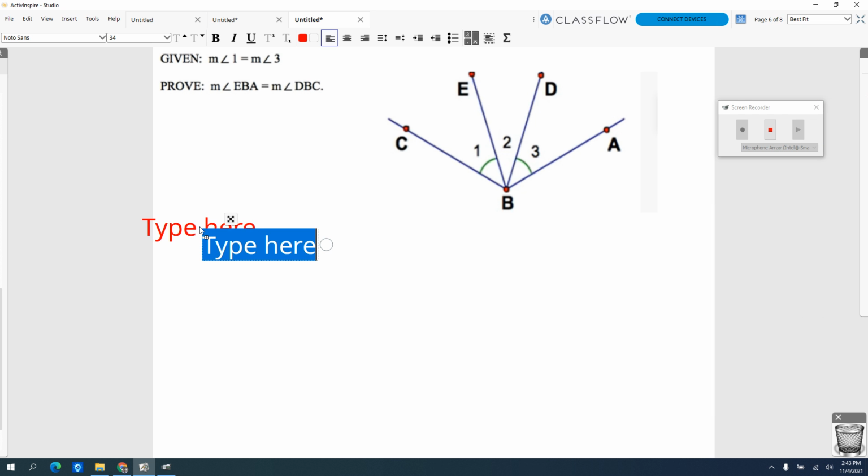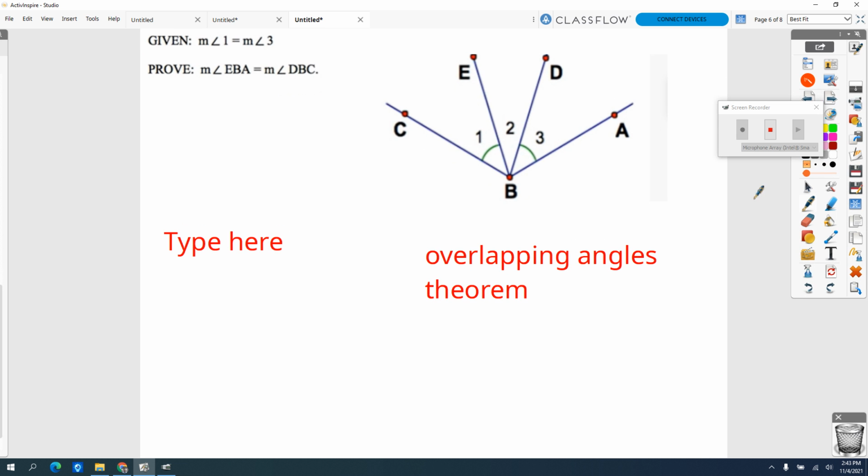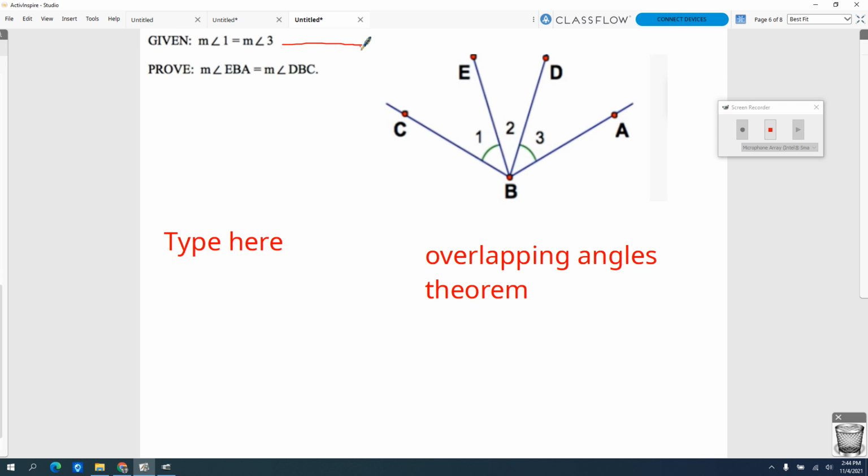Given this information, in this case, given that angle 1 and angle 3 are congruent, you can say the overlapping angles, which would be DBC and EBA, are equal. That's just the overlapping angles theorem. So basically, if you are ever given this kind of picture in a different proof and you're asked to prove something else and you're given this information right here, you can literally go directly from the first line to the second line. And your reasoning is the overlapping angles theorem.